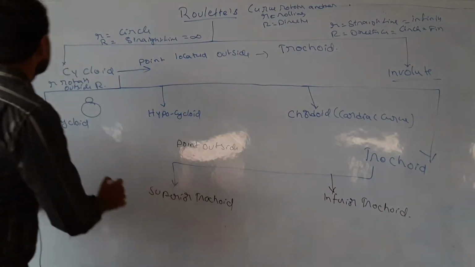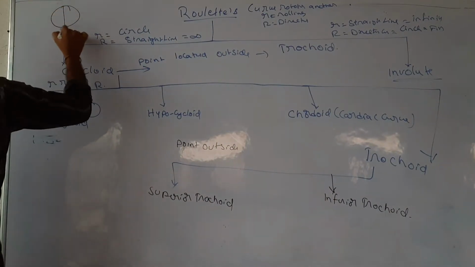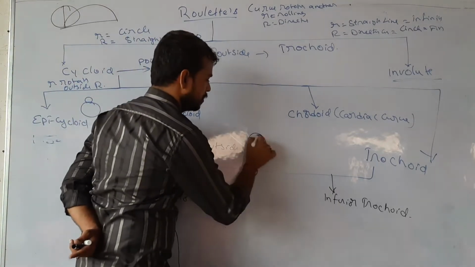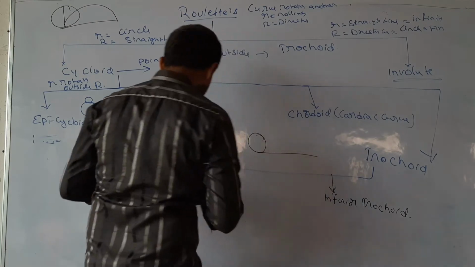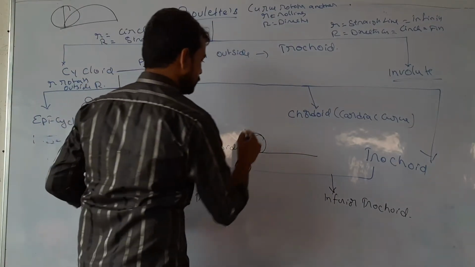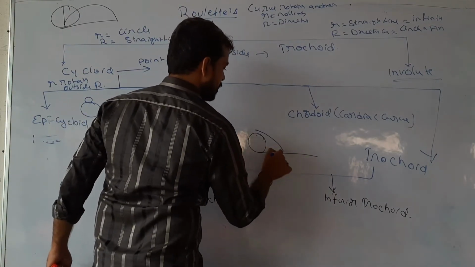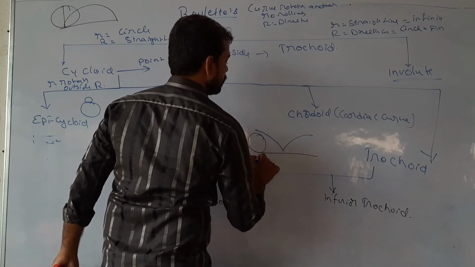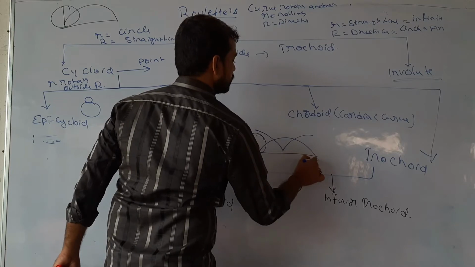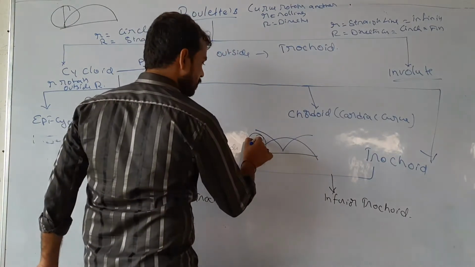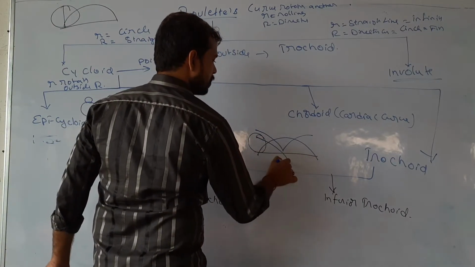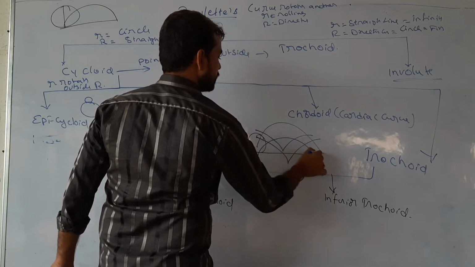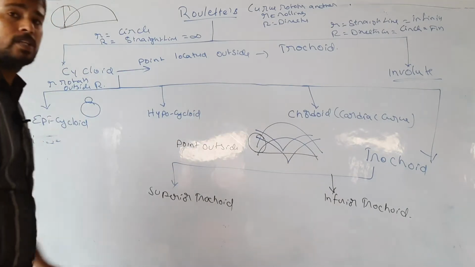That means cycloid is like this. Trochoid means the point is located outside, it will be like this, or it will be like this. If it is inside, it will be like this. Okay, this is about trochoid.